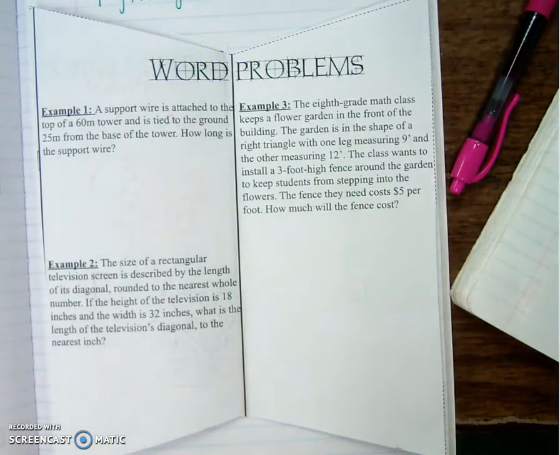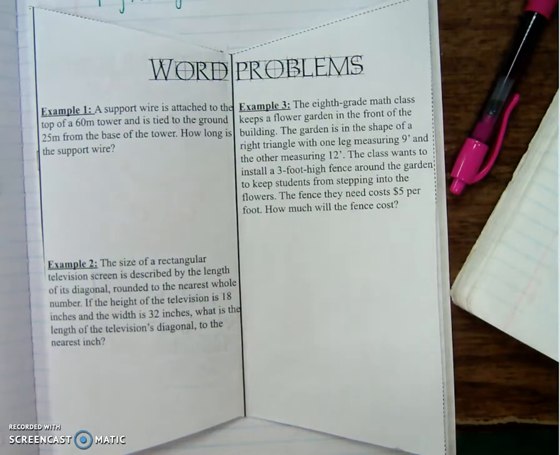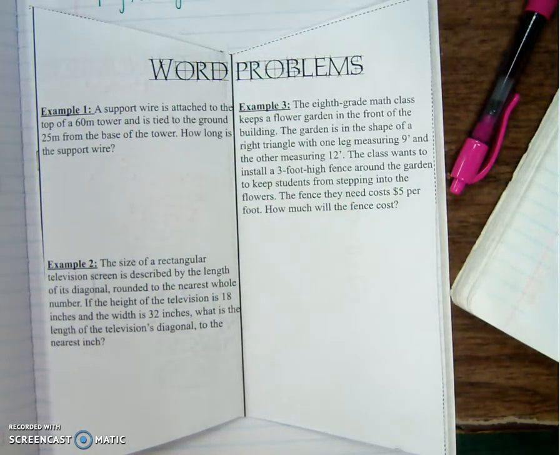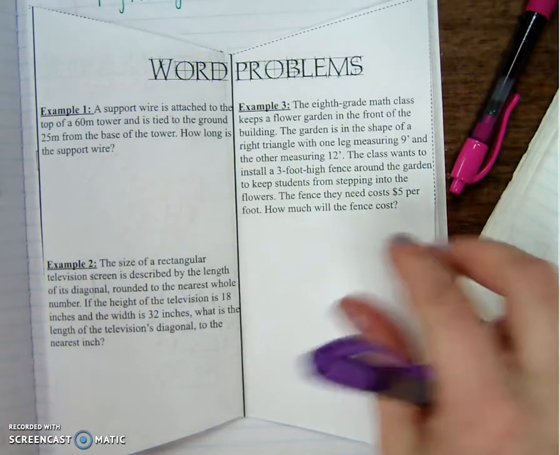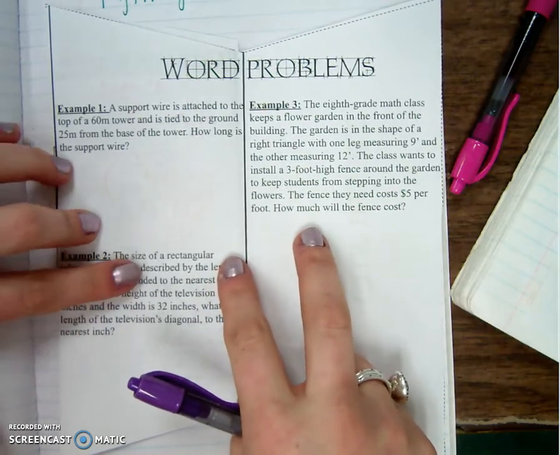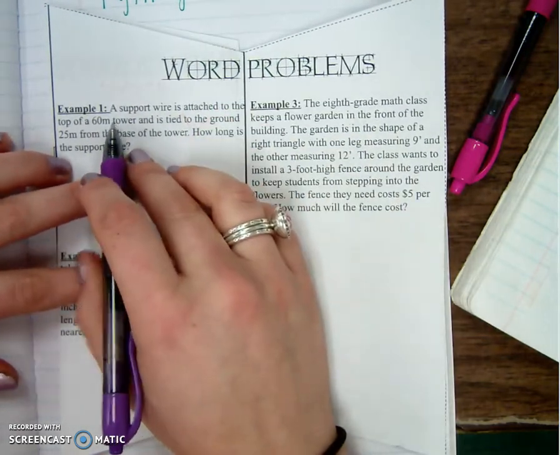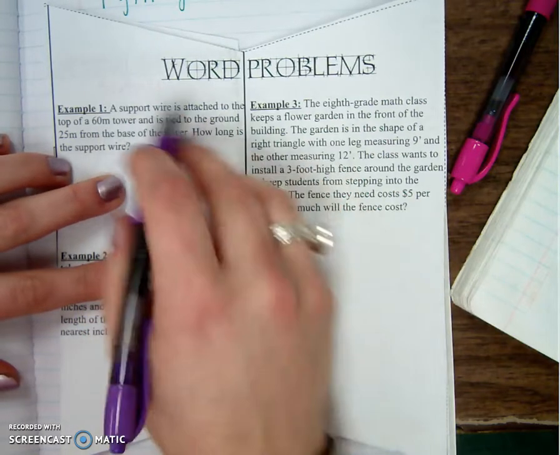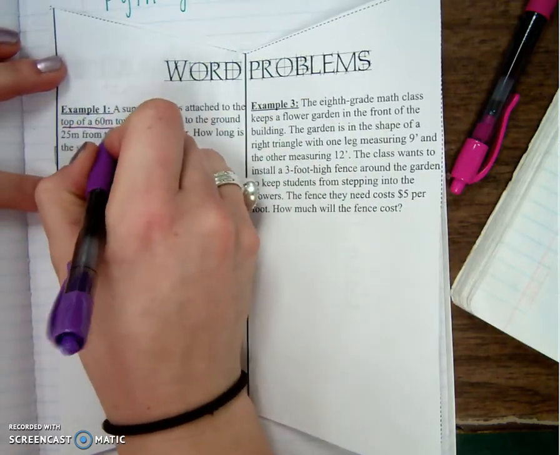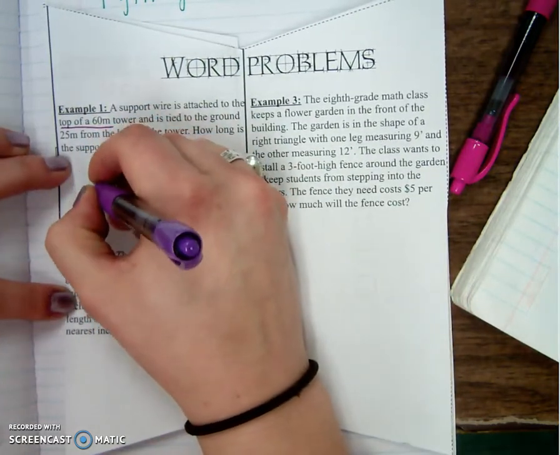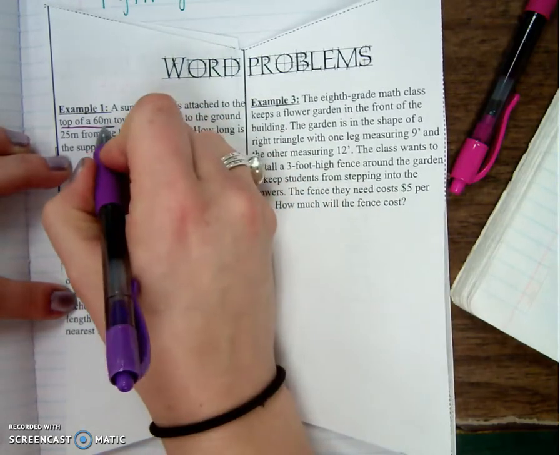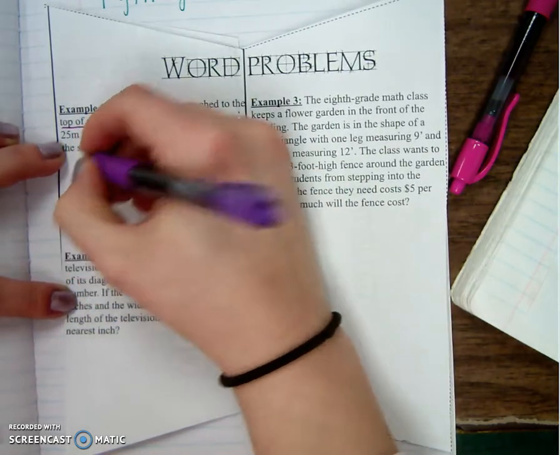Example 1. A support wire is attached to the top of a 60-meter tower and is tied to the ground 25 meters from the base of the tower. How long is the support wire? The best thing that you can do is draw a picture. Okay? So let's go ahead and read through our word problem one more time. So our support wire is attached to the top, that's going to be important, of the 60-meter tower. So let's draw that. So we have a tower, which is how tall? 60 meters. So let's label that. Okay?